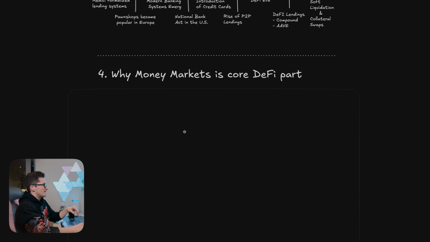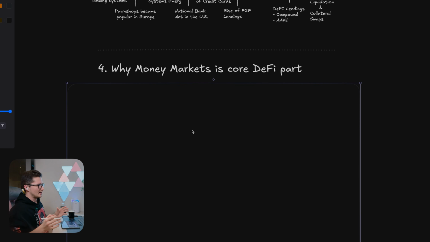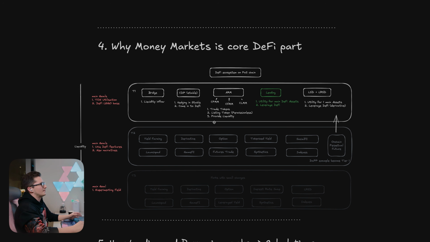So the question is, why are money markets the core part of the DeFi protocols and not the DeFi ecosystems? I actually created a video about DeFi, so you can watch it. It's already on the channel. But I will remind you that the DeFi ecosystem usually consists of tiers. We have the first tier, a second tier, and a third tier. The first tier usually has 5 types of protocols, and one of them, very important, is a lending protocol.